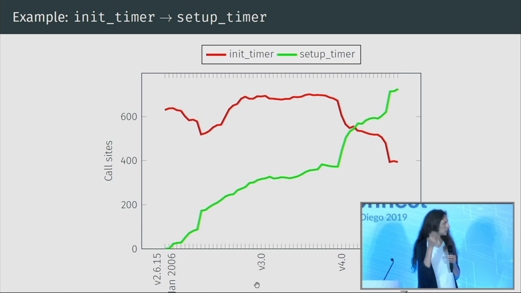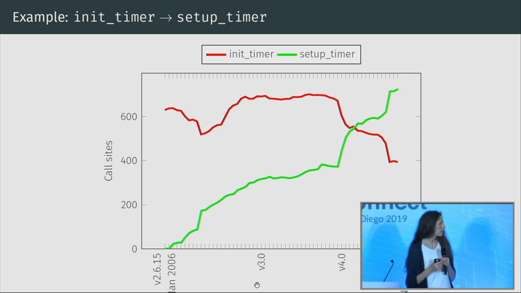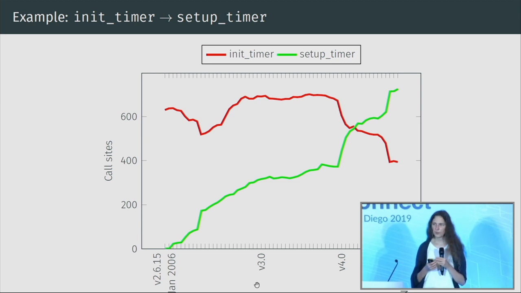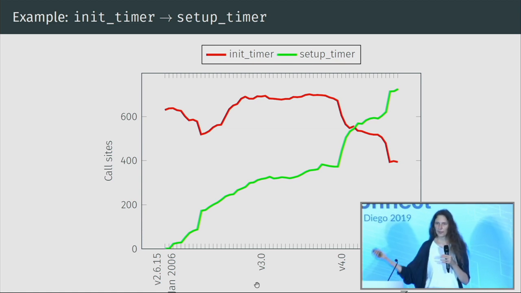Actually, more init timers got introduced, and while some setup timers got introduced as well, we still had things going not quite in the right direction. And then there's kind of a plateau period, and then it's not until Linux 4.0, which was released in around 2015, that we can see an effort again toward getting rid of init timers and introducing setup timers. And then at the end in 2017, when this whole security issue started, people started paying attention to, somebody made a major effort to get rid of all those 400 calls to init timer and convert the whole thing to something that was more secure.